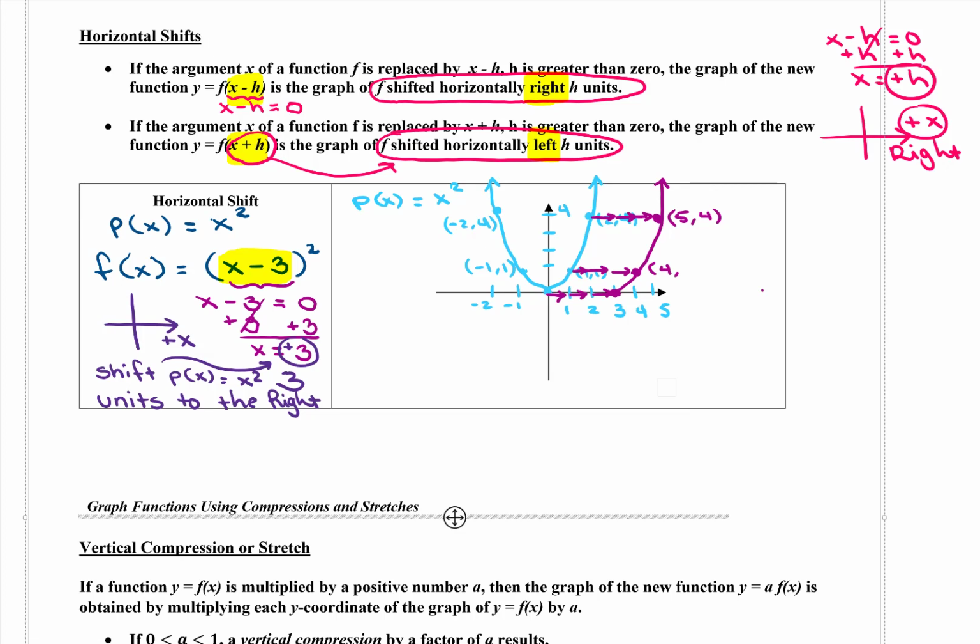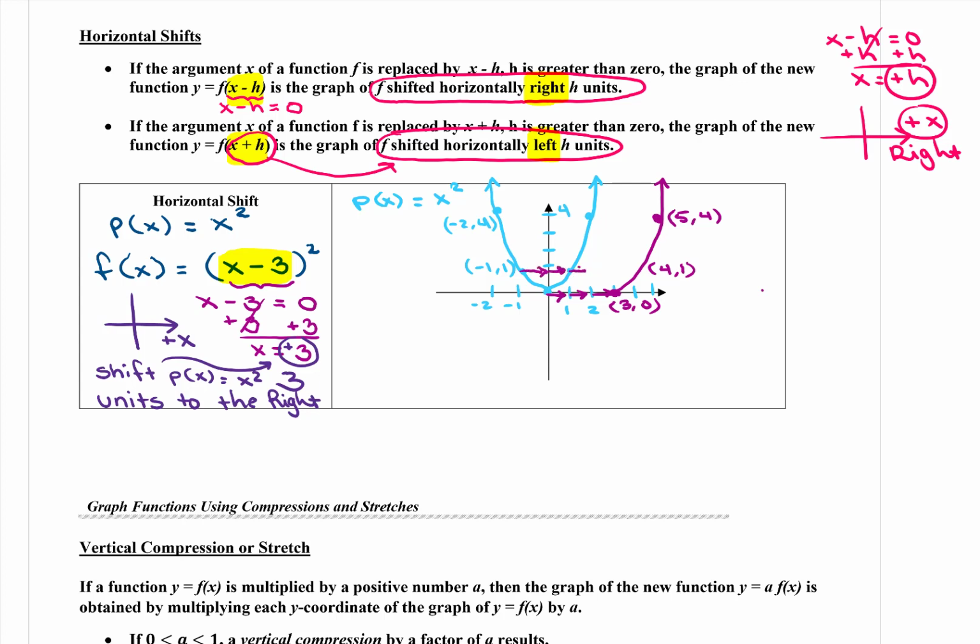And let me label those points before I forget them. So now that's going to be 5, 4. I'm just adding 3 to the x value of the parent graph points. And the next one here down is 4, 1. And then the vertex, which was at 0, 0, is now at 3, 0.